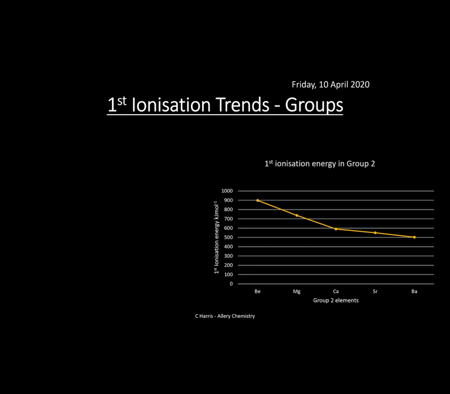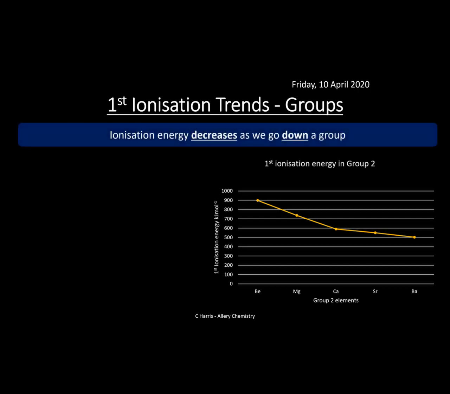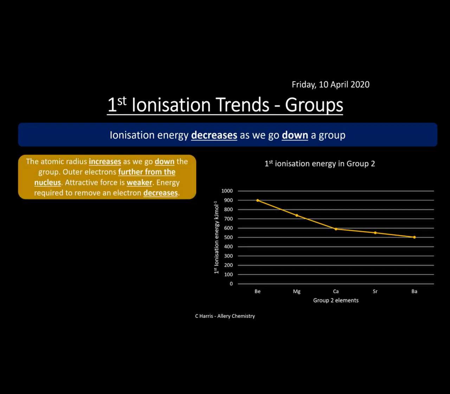Okay, so let's look at first ionization. Let's look at the trends in groups using the theories that we've talked about, which are shielding, proton number, the number of protons, so the atomic charge, and the size of the atom. So if we look at group 2, now you might want to refer to a periodic table for this, but ionization energy decreases as we go down group 2. So let's go through those reasons again.